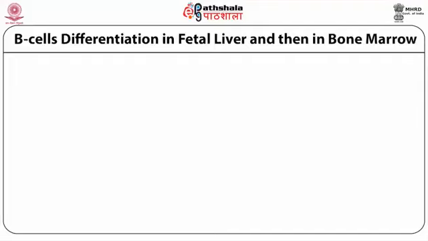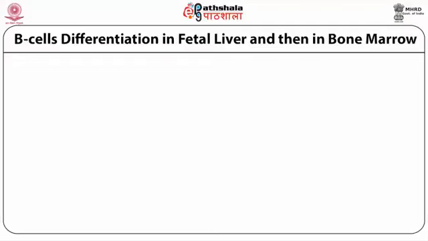Let us look at the B cell differentiation in fetal liver and then in bone marrow. What is shown in these figures, on the left hand side, there is a section of the bursa showing B cells developing in follicles. We have already mentioned bursa in the birds is a distinct organ which is involved in the B cell differentiation. In humans, there is no bursa.